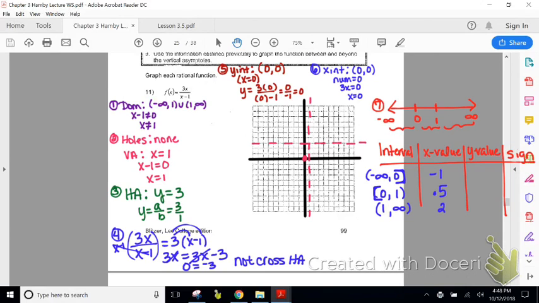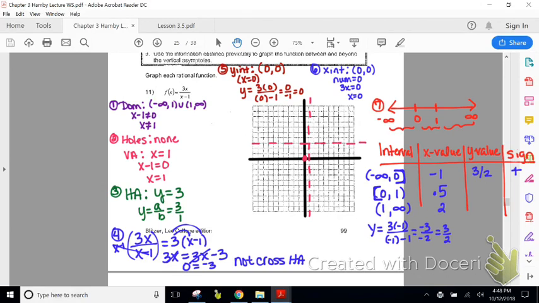Now for the y value, I'm going to take those numbers I just picked and plug them into my equation there and solve and see what the y value is. So when I go to do the -1, my equation, remember, is y equals 3x over x minus 1. So plug -1 in. And so you get -3 over -2, which is positive 3/2. So I'm going to put that it's 3/2 and it's positive.